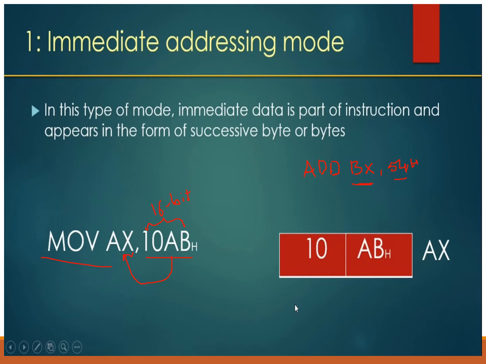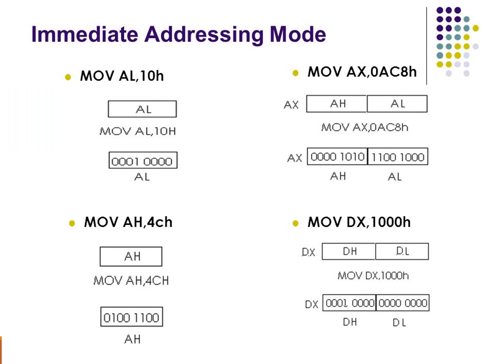Now let us move on to the addressing modes. These are examples. I have listed a few examples of immediate addressing mode here. You can see here the 8-bit data is copied into the AL register. Here 16-bit data is copied into the AX register.